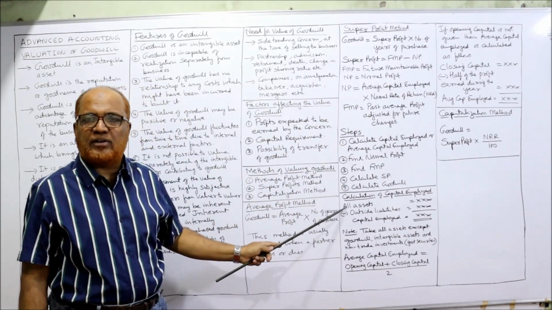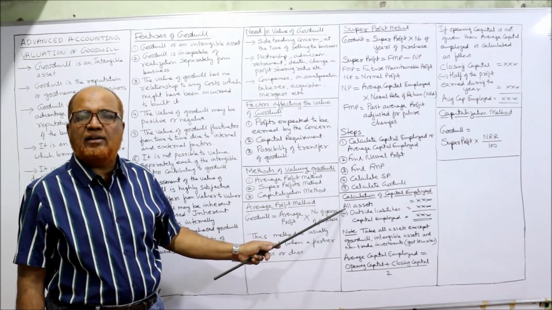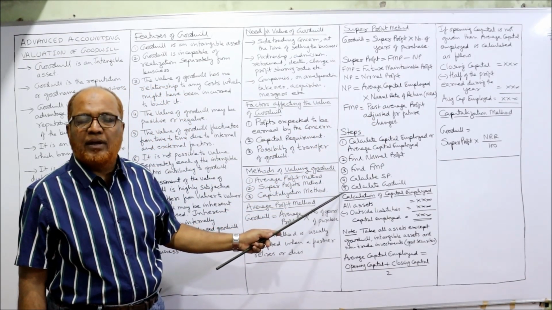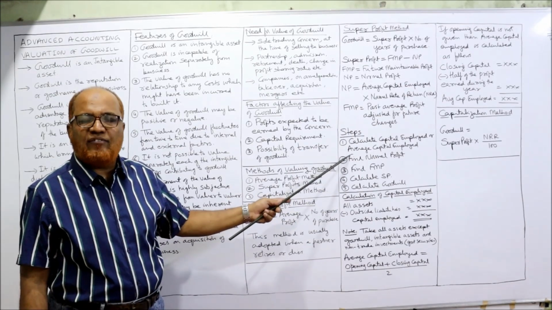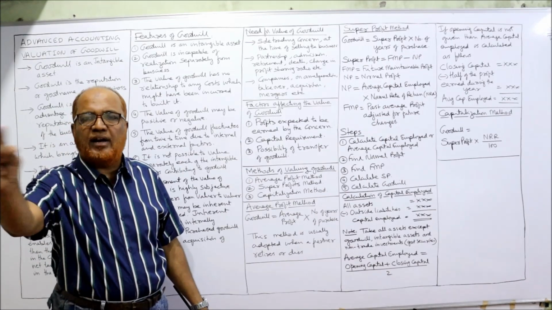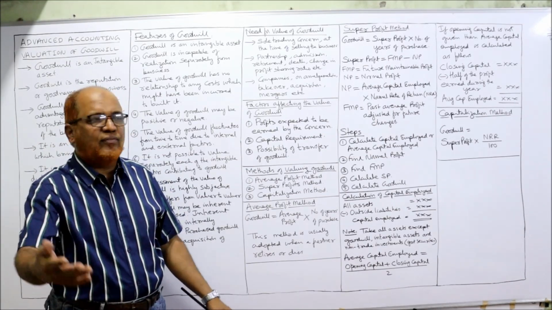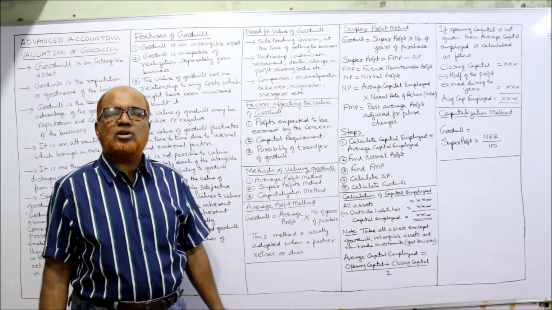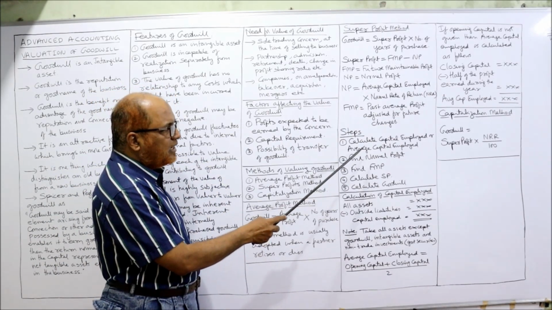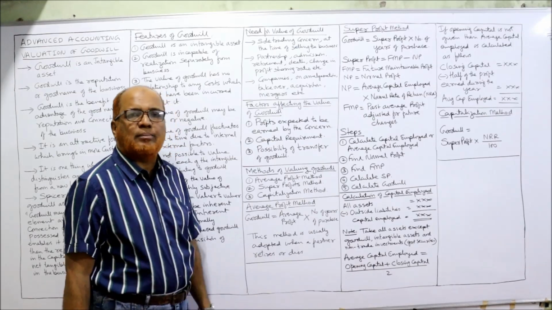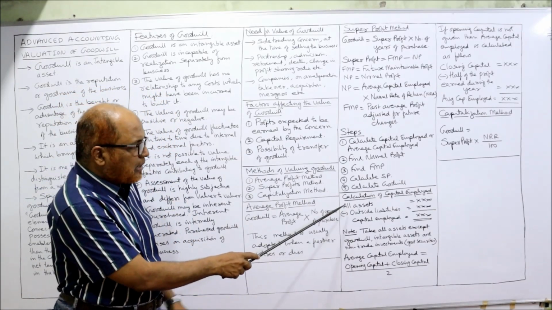Only the thing is super profit. Super profit के लिए we need FMP and NP. And NP के लिए average capital employed into NRR. And FMP के लिए past average profit into adjusted for future changes. Now calculation of capital employed. For calculating normal profit, we need capital employed or average capital employed. So how to find out capital employed?